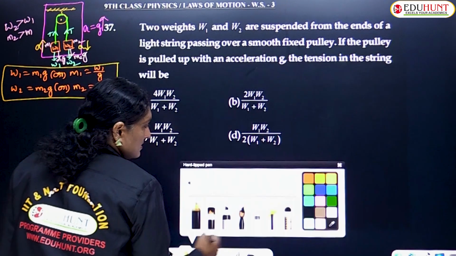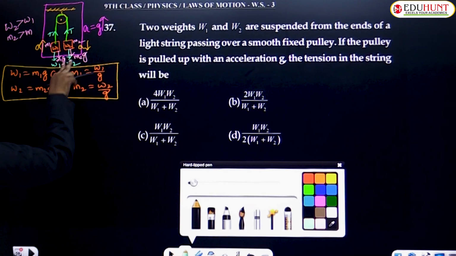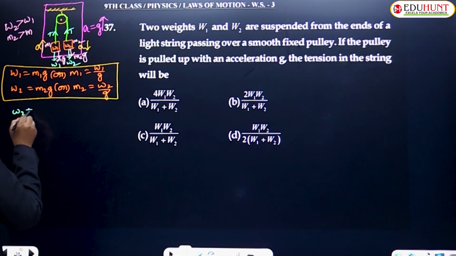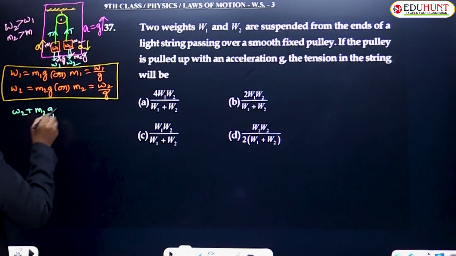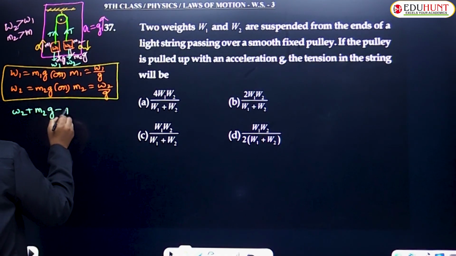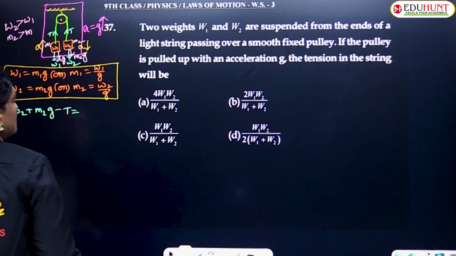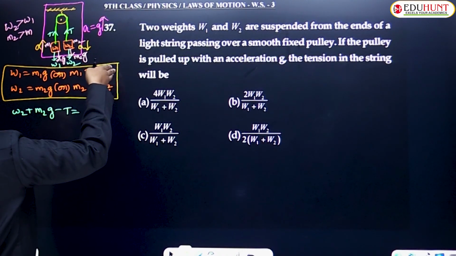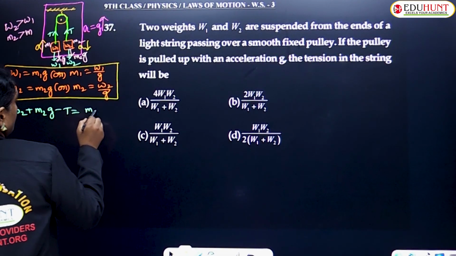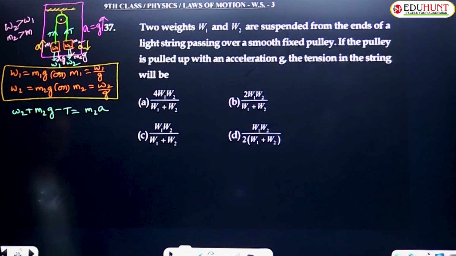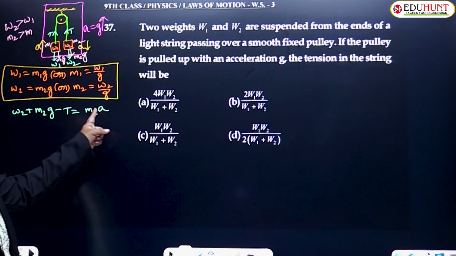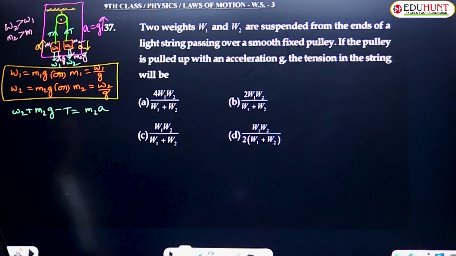So this is very clear. Downward forces, two forces are acting: one is W2 and the other is M2G. They are acting downwards. So downward force minus upward force minus T must be equal to mass into acceleration. What is the total mass, children, here? M2 into acceleration. That's it. So W2 plus M2G minus T equals M2 into that acceleration.